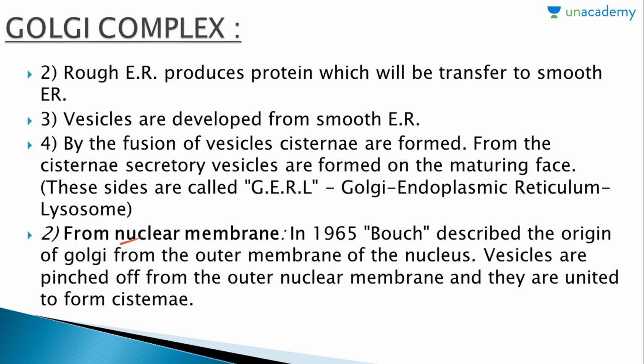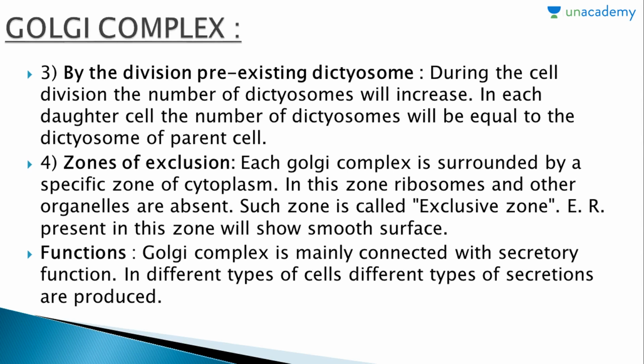Second, from the nuclear membrane, a theory given in 1965 by Bosch. He described the origin of the Golgi from the outer membrane of the nucleus. Vesicles are pinched off from the outer nuclear membrane and united to form the cisternae. Thirdly, by the division of pre-existing dictyosomes. During cell division, the number of dictyosomes will increase. In each daughter cell, the number of dictyosomes will be equal to that of the parent cell.